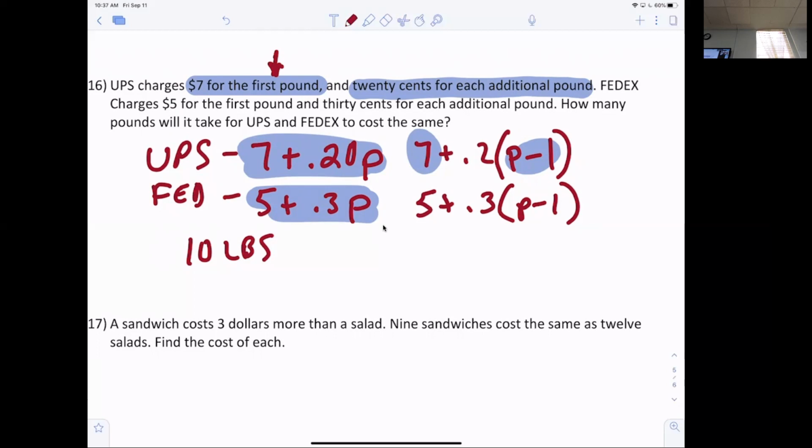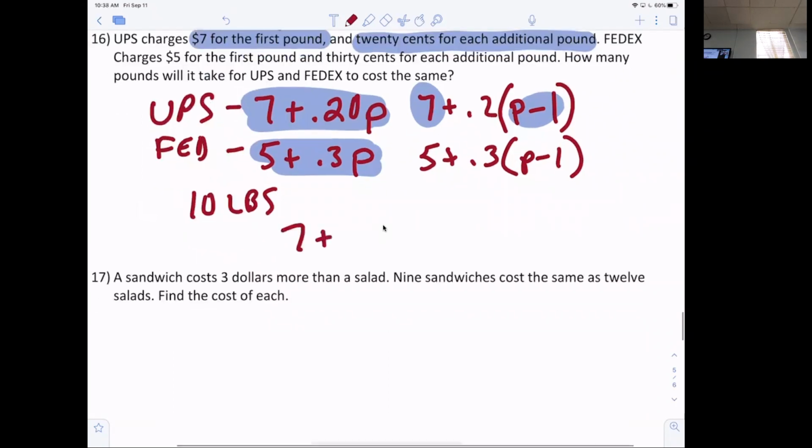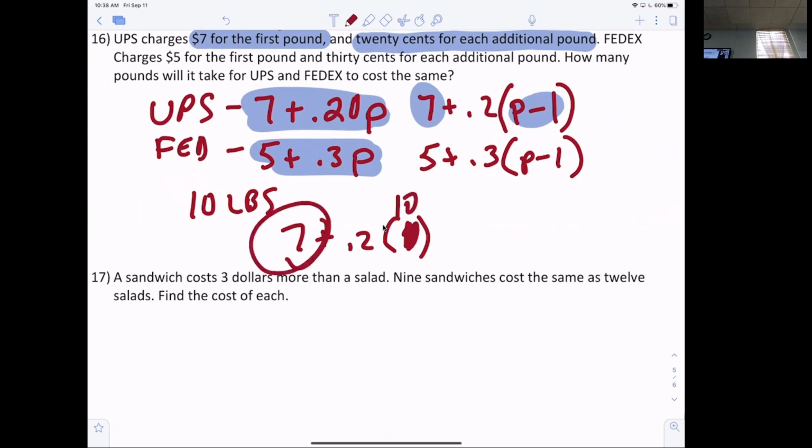What would it cost you? $7.60. It would cost you 7 plus 0.2 times 9. You with me? You're not putting a 10 here because you already paid for the first pound. You see it now, right?